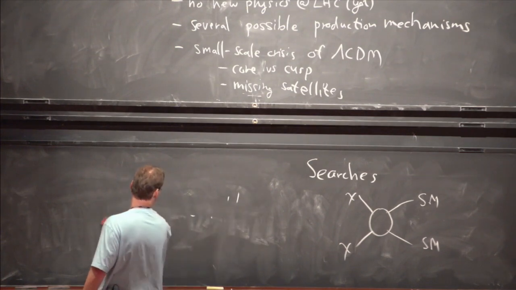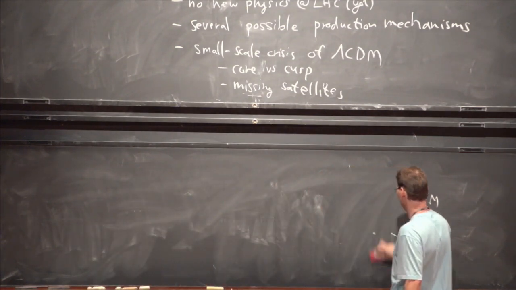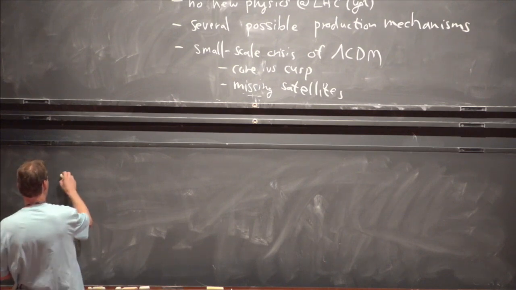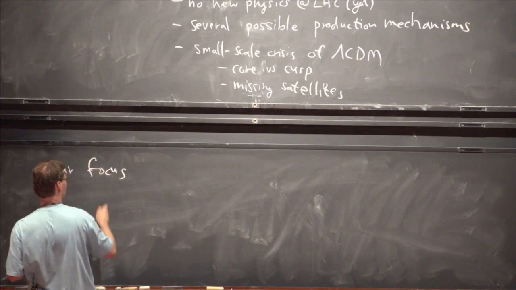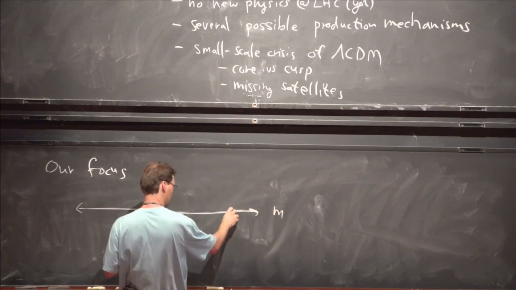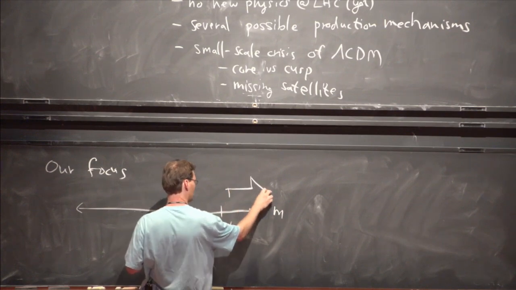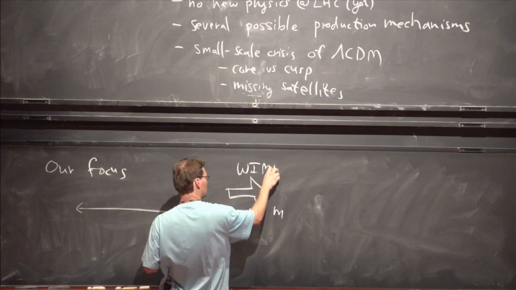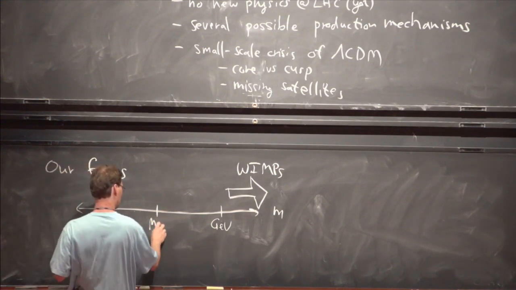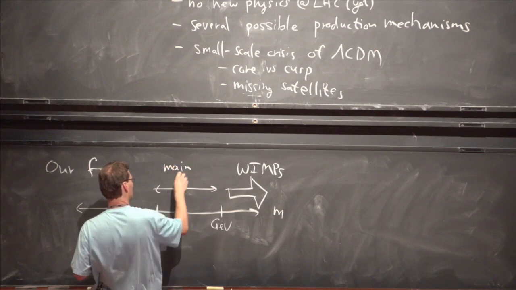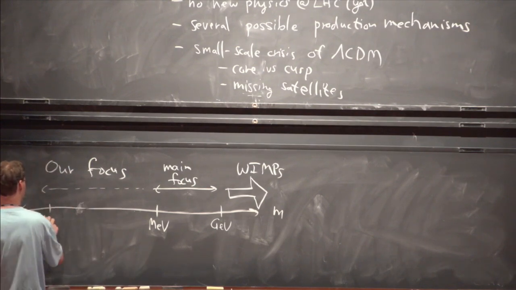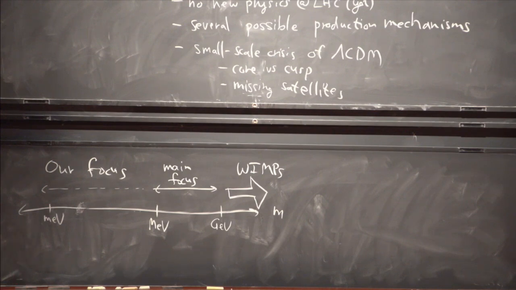OK, so as I said, our focus will be GeV down to milli-eV, but mostly down to mega-eV, so big MeV. And in that range, generically, we don't call these WIMPs. So we have our mass axis again. We have the GeV scale here. WIMPs are sitting above here, and our focus will be below this. So here that's our main focus, but we will go down also to milli-eV, and Peter will take over below that.